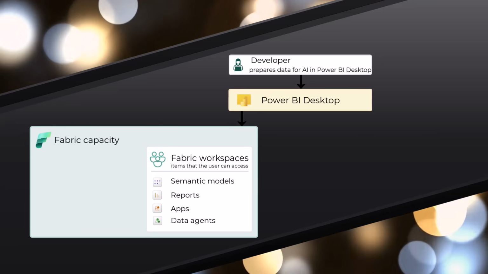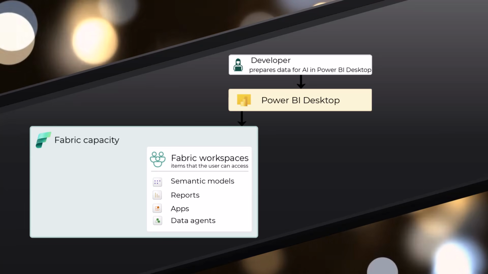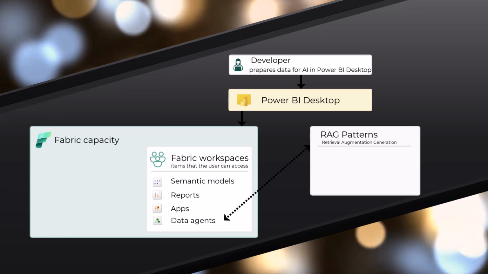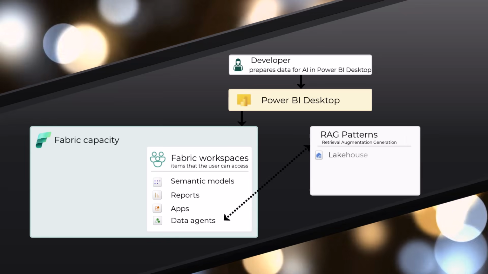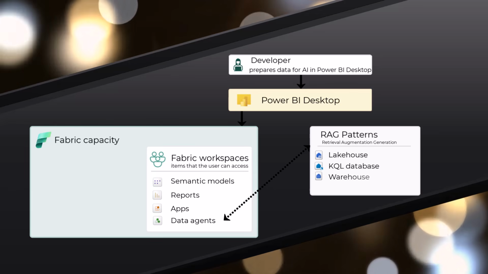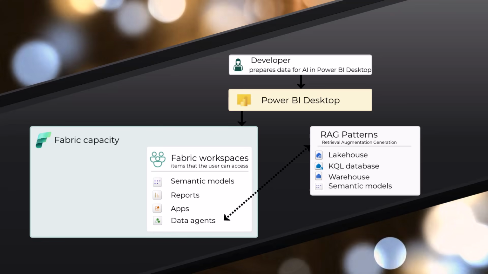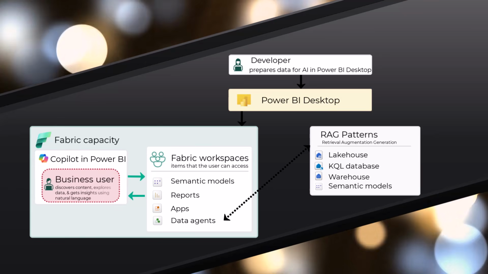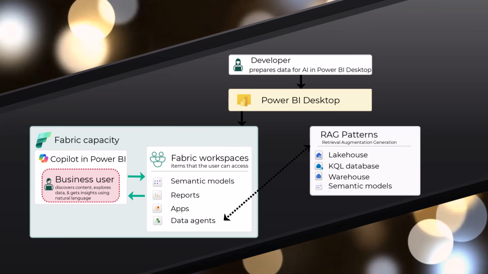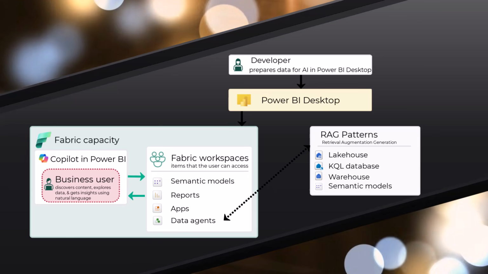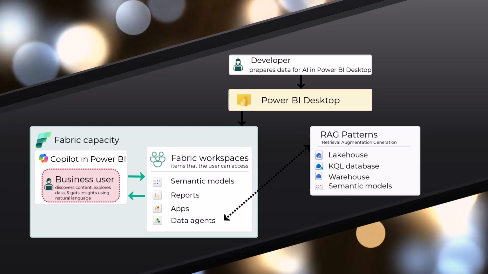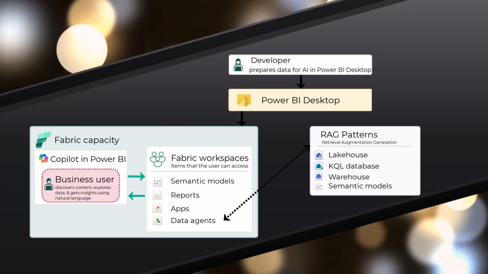Remember, data agents are those wonderful OpenAI chatbots that we can create a RAG pattern, retrieval augmentation generation, very quickly by using a lakehouse, a KQL database, a data warehouse, or a semantic model to be able to chat interactively with our data. As the business user, what you'll need is read access to a workspace where you have semantic models, reports, apps, or data agents deployed. The business user will then be able to use this Copilot experience to chat interactively back and forth with it.